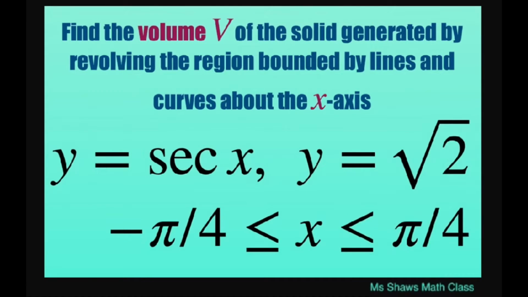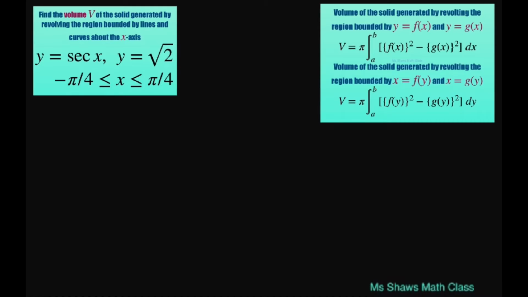Everyone, we're going to find the volume of the solid generated by revolving the region bounded by our line y equals square root of 2 and our curve y equals secant of x. And the boundaries are already given to us at negative pi divided by 4 to pi divided by 4. We're going to use this formula here for revolving about the x-axis. I'll write it out in just a minute.